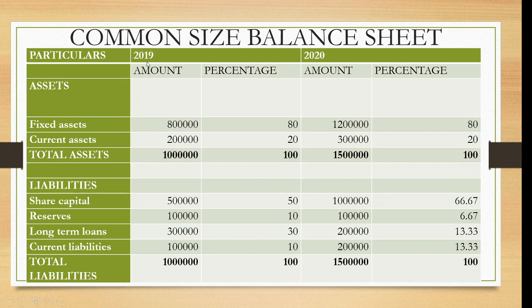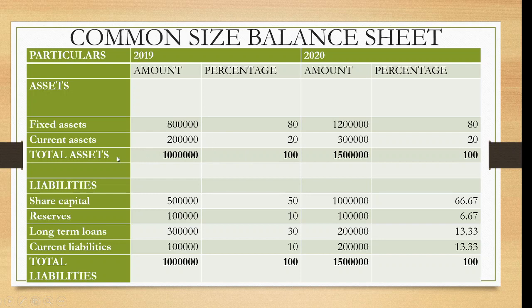Now the first one is 2019, assets: fixed assets 8 lakh rupees, current assets 2 lakh rupees, total 10 lakh rupees. Then we write down the liabilities: share capital, reserves, long-term loans, current liabilities, total liabilities. We write down the value of all the items. And then what we do is, this total assets, that is 10 lakh rupees, is taken as 100 and the other items, fixed assets and current assets, are taken as a percentage of the total assets.